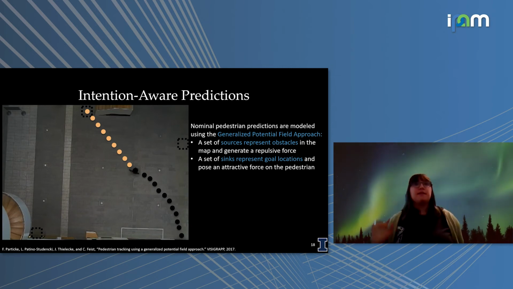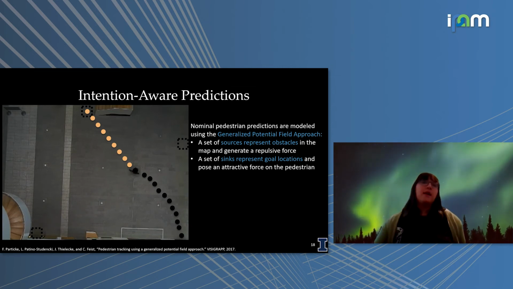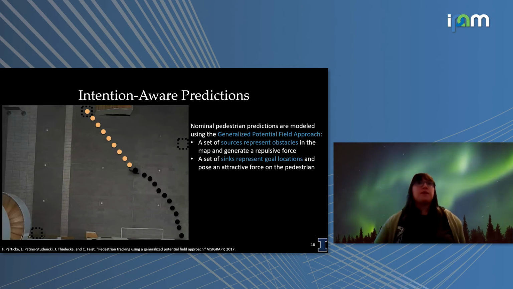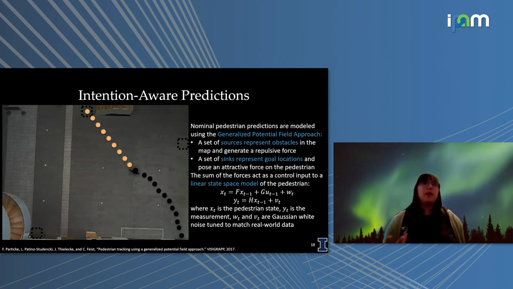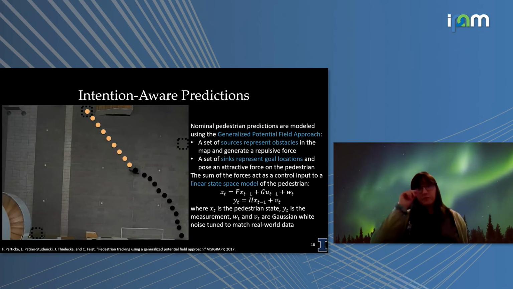And this will basically generate some repulsive forces. We can have a set of sinks, and this will represent our goal location. So in this case, we have our goal here. This is going to be an attractive force that our pedestrian is going to try to get to. By using this potential field approach, we can come up with this nice linear model.